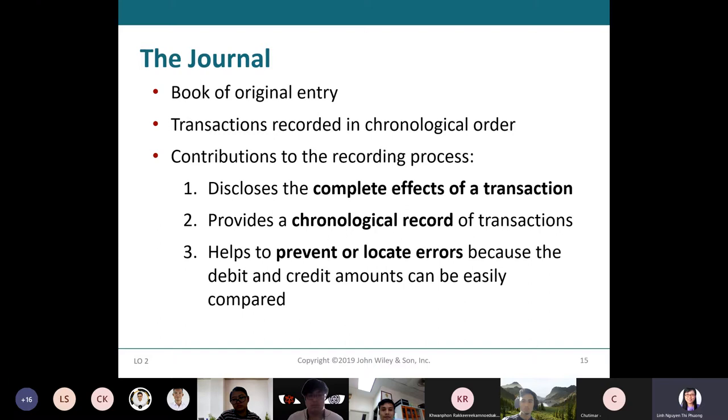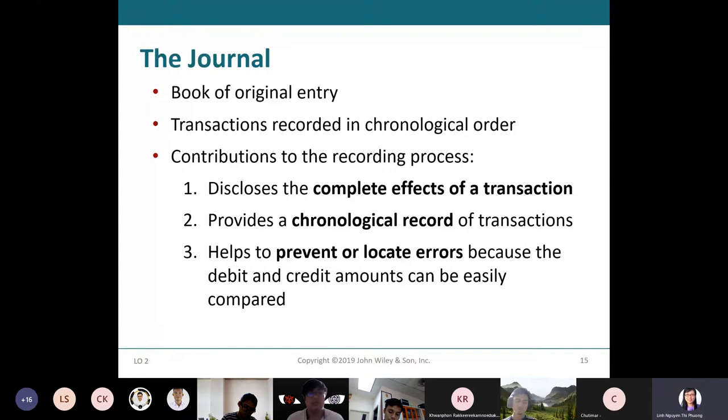For the journal, the accountant will record the transactions that occurred every day. So we call it a book of original entry, and the transactions are recorded in chronological order. What does chronological order mean? It means that we record the transactions in time order. For example, we record the transaction on August 1, and then August 2nd, August 3rd, August 4th. Can I record August 1, and then I remember that there's a transaction on July 31, so I record July 31? Can I do like that? No, this is not chronological order. You need to record the transactions in order of time.